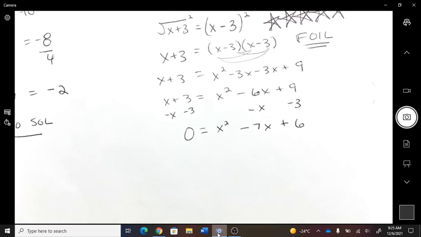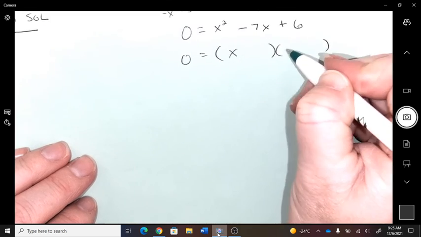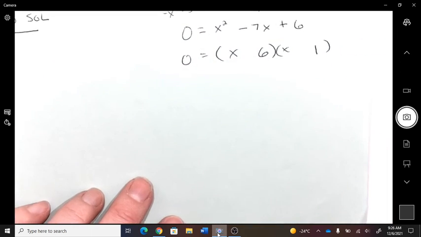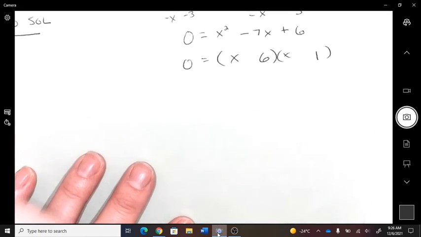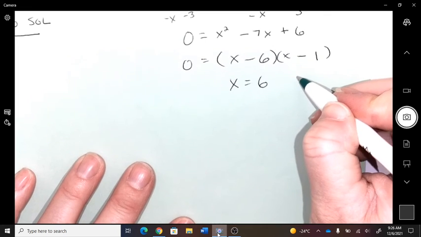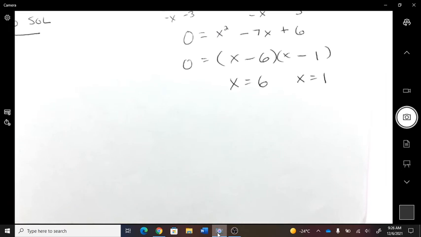Okay, I think that this looks like it might factor. Does that make sense? Simple trinomial, 6 times 1. They need to make a -7. So x equals 6, x equals 1. Okay. Especially on this one, you better check your answer, because now there's 2 answers. We want to see if they both work.